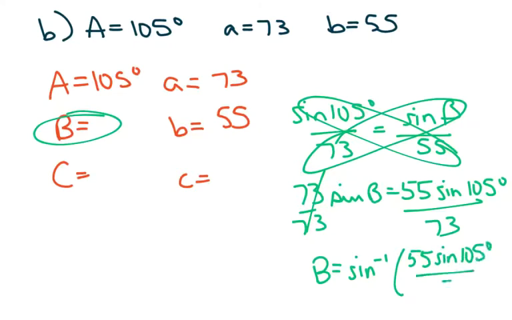You actually can plug this into your calculator the way you see it. You can hit inverse sine, and then it opens a parenthesis, so just do 55 sine of 105. Make sure you close the parenthesis on the 105 before you divide by 73, and you'll get the answer of 46.7 degrees. Since I got an answer, there must be one solution.